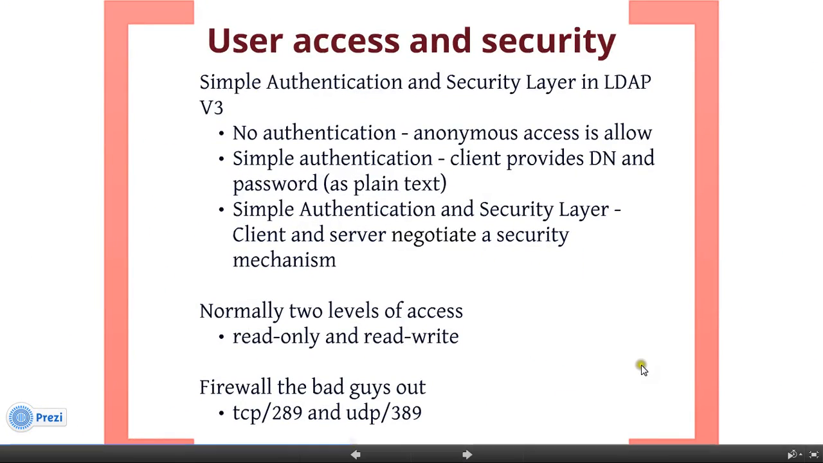The user access and security. Simple authentication and security layer in LDAP v3. There's no authentication, which means that anonymous access is allowed and anyone can go into the system. Simple authentication: clients provide DN and password as plain text. Simple authentication and security layer: client and server negotiate a security mechanism. There's normally only two levels of access, read-only and read-write.